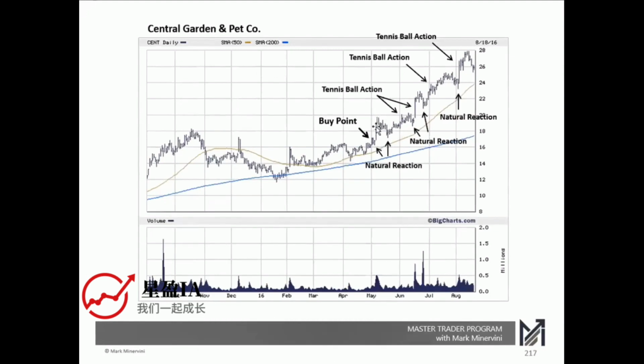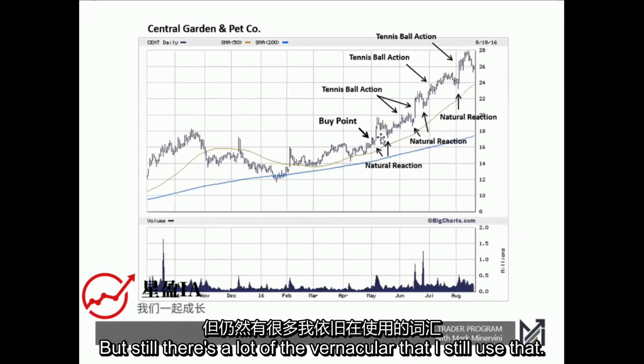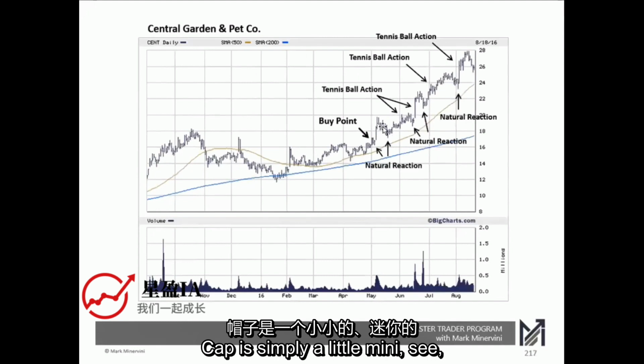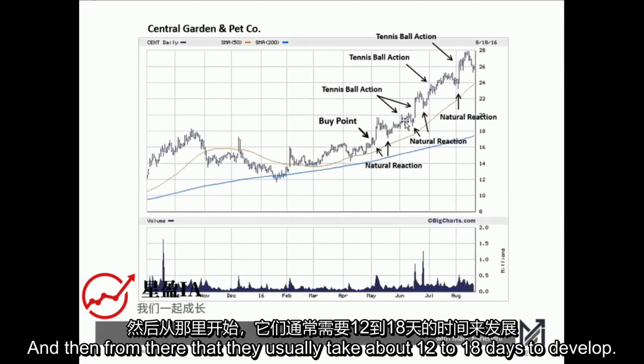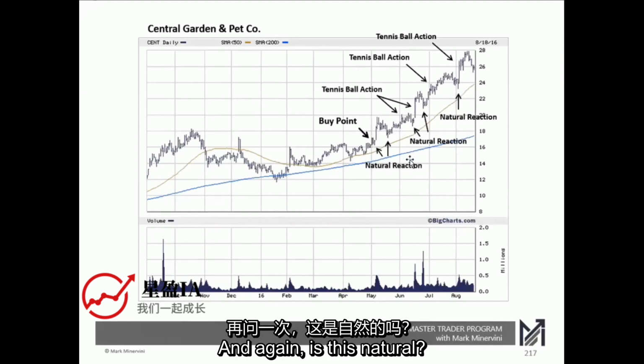I call it a cap. A lot of this terminology you won't hear anywhere else, unless some of it now is taken off and it's all over the internet. But still, there's a lot of vernacular that I still use. These are just terms that I came up with. The cap is simply a little mini. See, it's like a little mini DCP here, and you've got a little cheat area. They usually take about 12 to 18 days to develop, and then from there you'll break out of there.